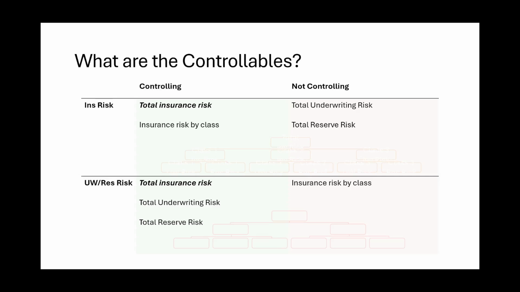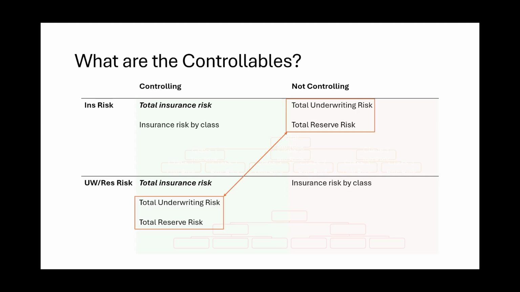Let's summarize this by comparing the two methods and what we've just said. Method 1 at the top, we're calling the insurance risk approach, and method 2 at the bottom, we're calling the underwriting reserve risk approach. In both cases, I would say the total insurance risk is a controllable figure, and that's almost always going to be true in your correlation approach. That top node is always controllable, and it's probably the most important metric, so that's good.